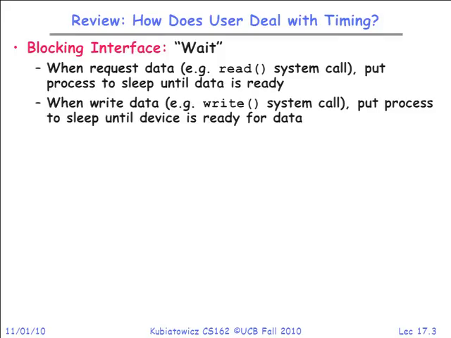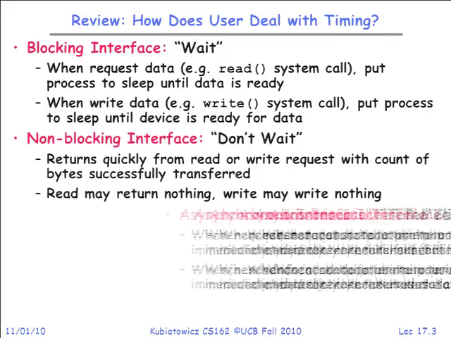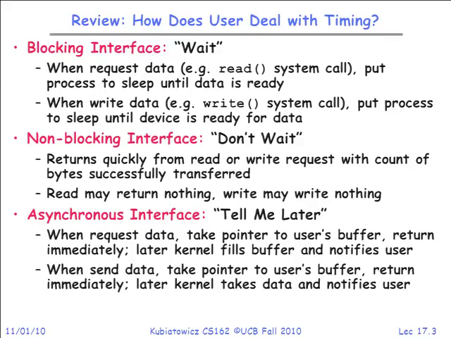So the other options, though, are a little different. There's the non-blocking and the asynchronous interfaces. And these are subtly different. So in the case of non-blocking, you say, do whatever you can immediately for me and tell me how much you did. So I say read 100 bytes. It says, well, here's 2. Now, why might it only be able to return 2?